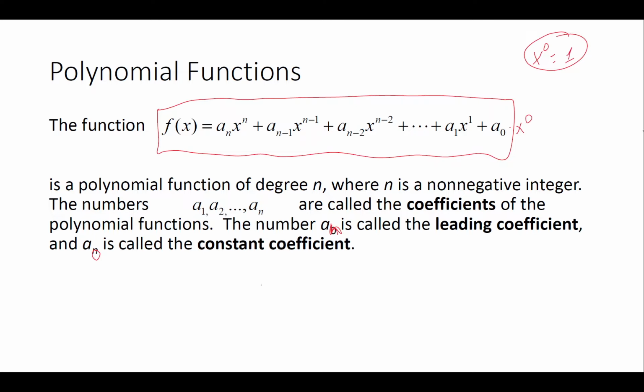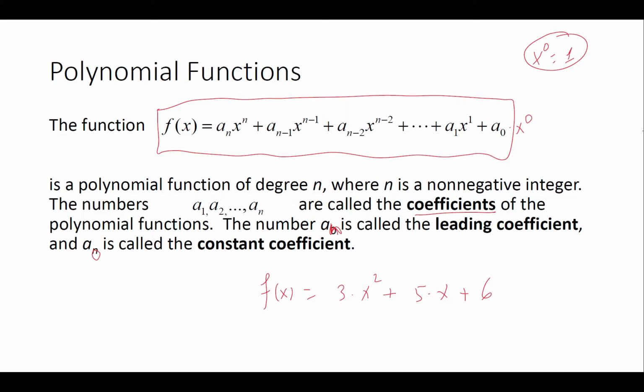I'm going to give you one example. Let's say f of x equals 3x squared plus 5x plus 6. Then 3 and 5 are called coefficients. 3 is the leading coefficient, because 3 is the coefficient of the highest power of x, and 6 is called the constant coefficient because no x appears with it.